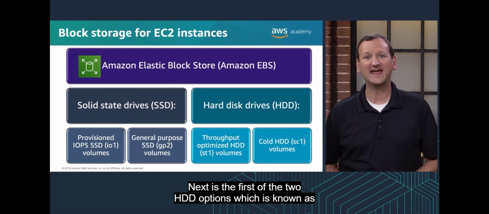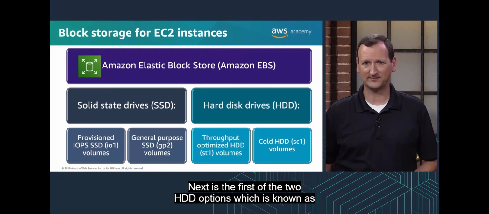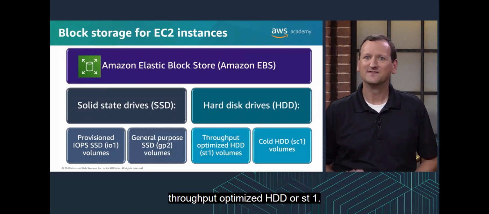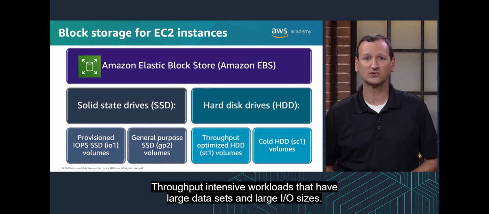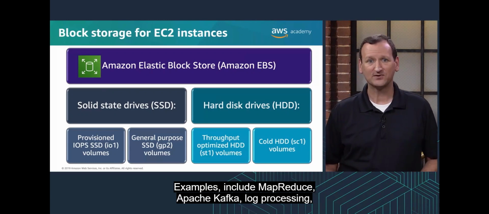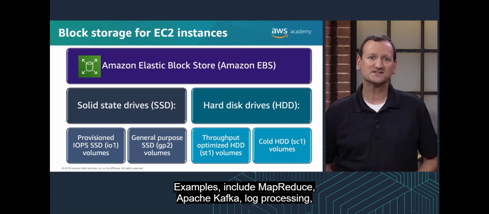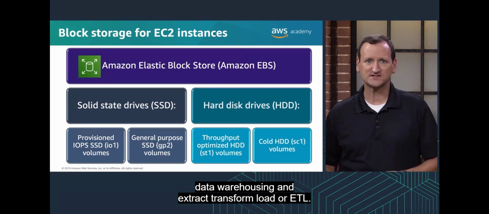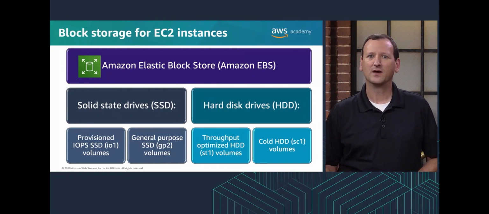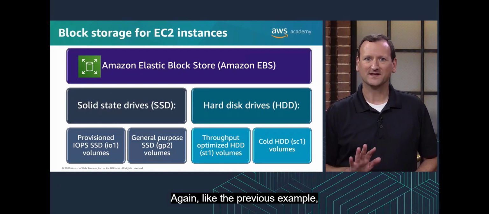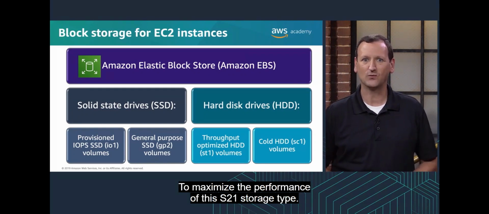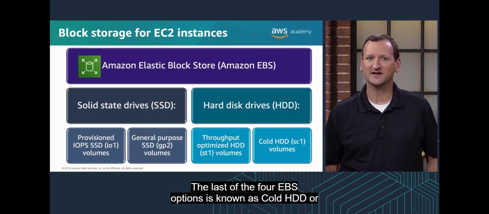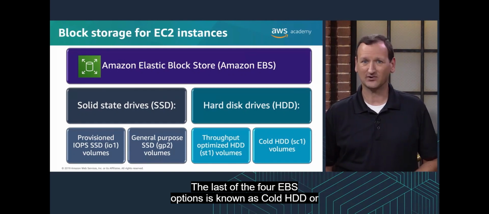Next is the first of the two HDD options, which is known as Throughput Optimized HDD or ST1. These volumes are backed by HDDs and are ideal for frequently accessed, throughput-intensive workloads that have large data sets and large I/O sizes. Examples include MapReduce, Apache Kafka, log processing, data warehousing, and extract, transform, load, or ETL. Again, like the previous example, it's important to use EBS-optimized EC2 instances to maximize the performance of this ST1 storage type.